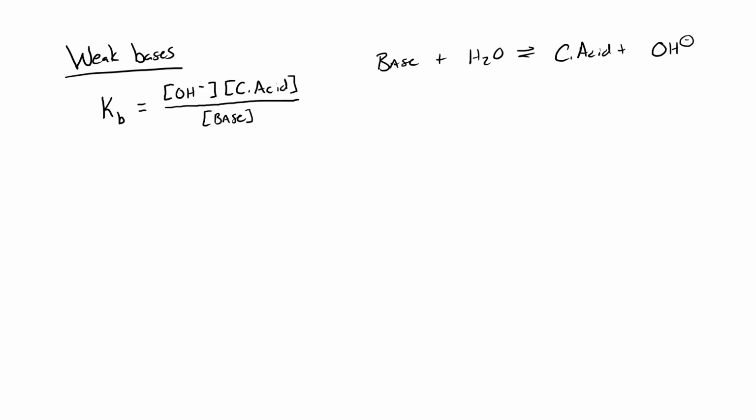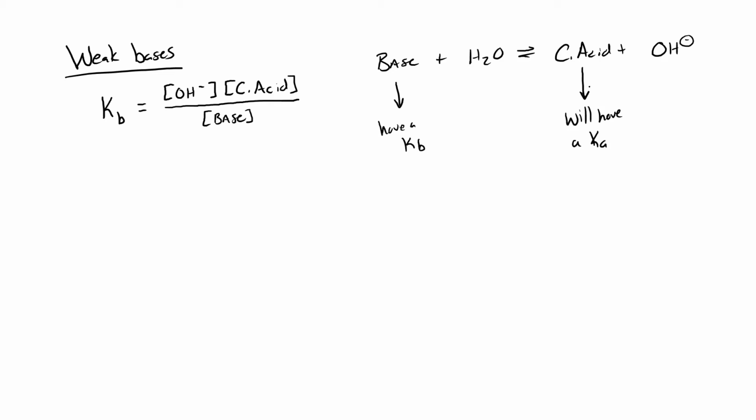Now, there's nothing difficult about this. This is exactly the same as everything that we've already talked about, so there are no surprises here with Kb. What I do want to say is what is interesting is what happens if you consider the Ka of your conjugate acid. Because the conjugate acid will have a Ka, and the conjugate base will, of course, have a Kb. So we can define the Kb as OH- times conjugate acid over the base.